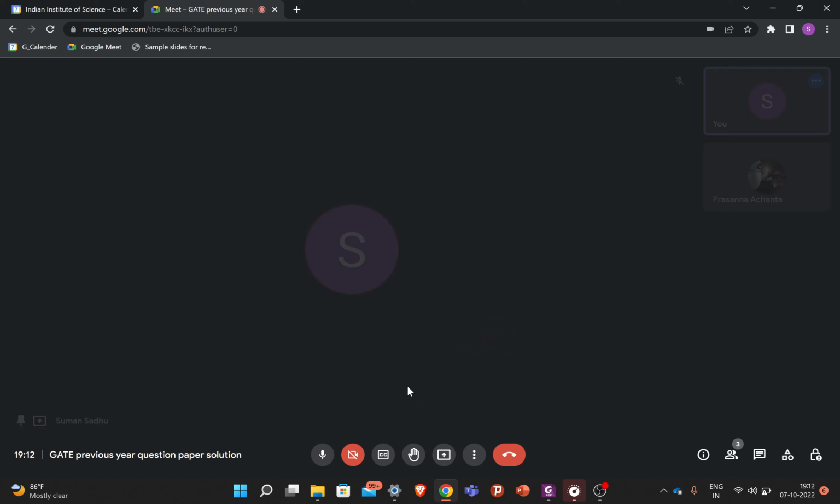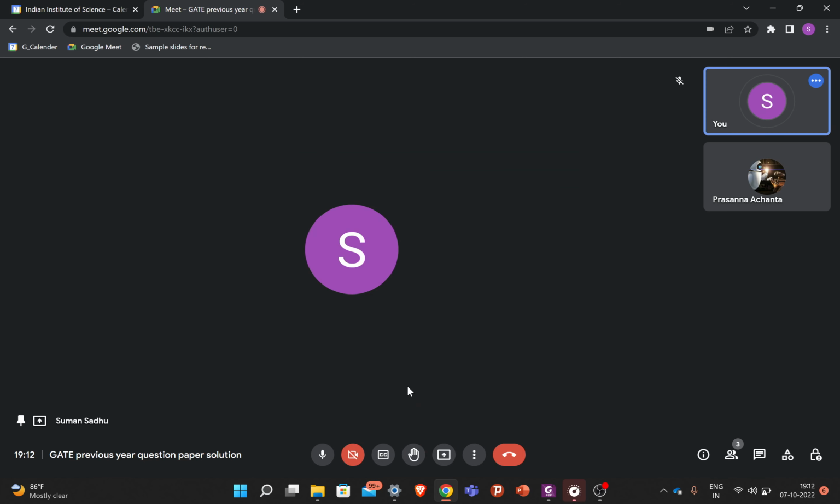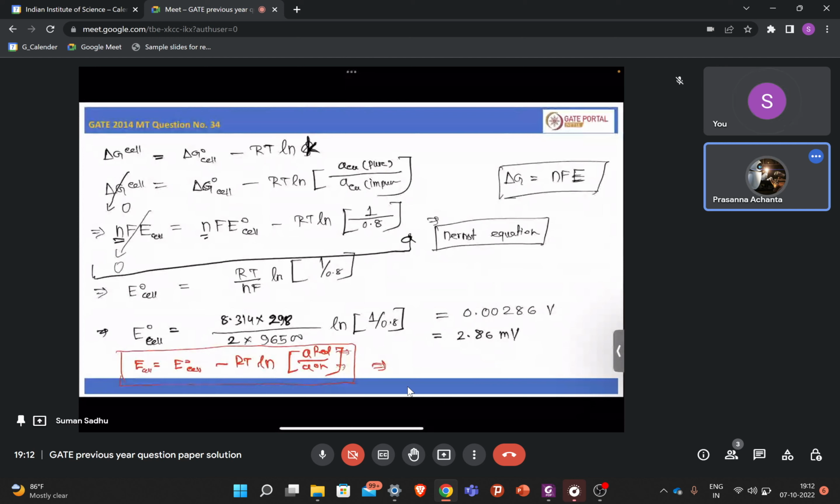Am I audible? Yes, sir. So this question, when I asked you, you didn't know which reaction is taking place where, but when I guided you, you solved this question yourself, right? You told me which reaction is taking place at the anode, which at the cathode. So if you think properly, you can easily solve this question. Even if you don't have the background or if you forgot this, if you have the concept, you can solve this question. Are you getting it?